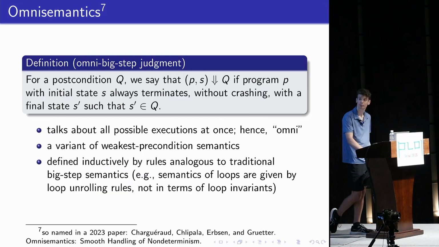So the main difference between this and usual approaches to weakest precondition semantics is that we define this down arrow, or P S running to Q judgment, inductively by rules analogous to traditional big step semantics. And this is very nice because it allows us to write nice inductive proofs by induction on this judgment, just like you would write proofs by induction on a usual big step judgment.